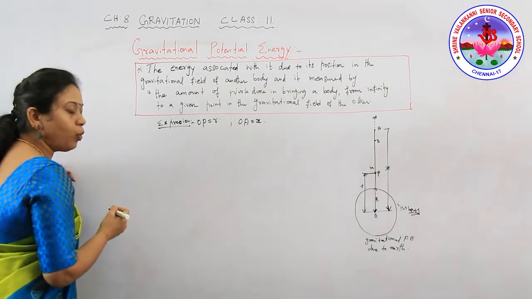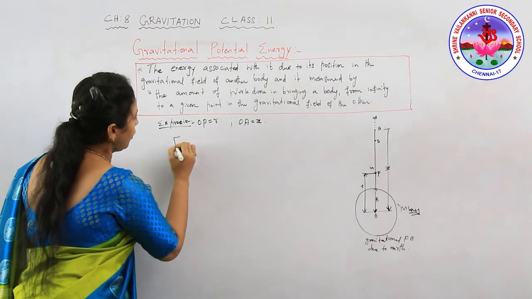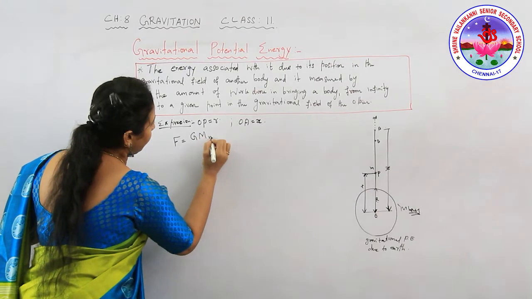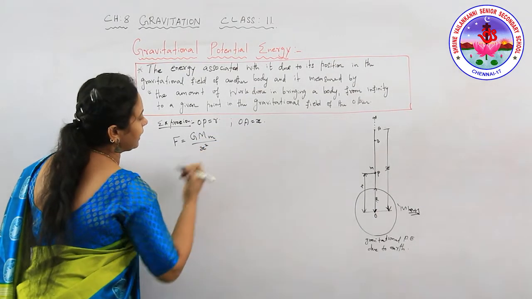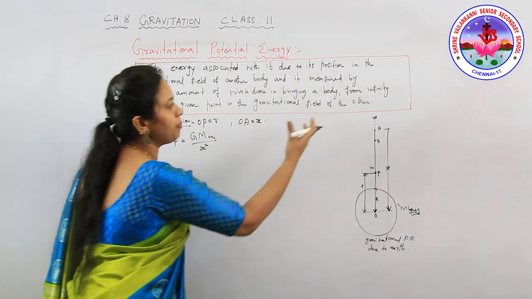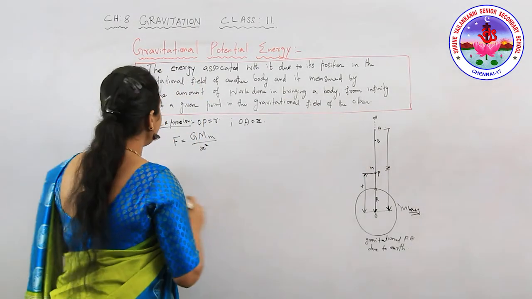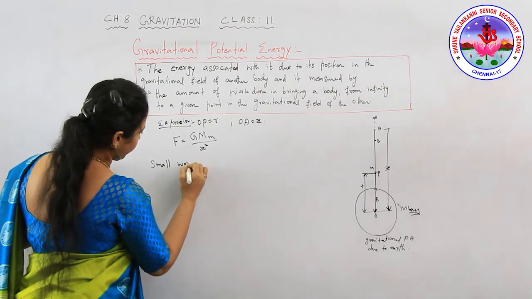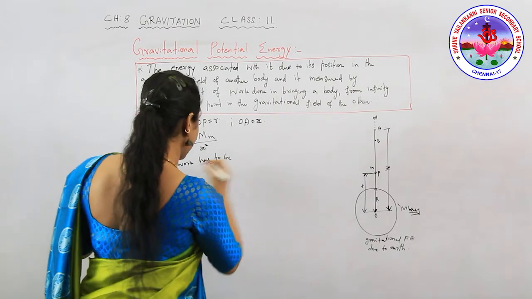Now, as per Newton's gravitational theory, the force of attraction F is equal to G M m by R square. Instead of that R, we can write x square. So we need to do some work. Work has to be initiated here, so that a small work has to be done to move the mass.